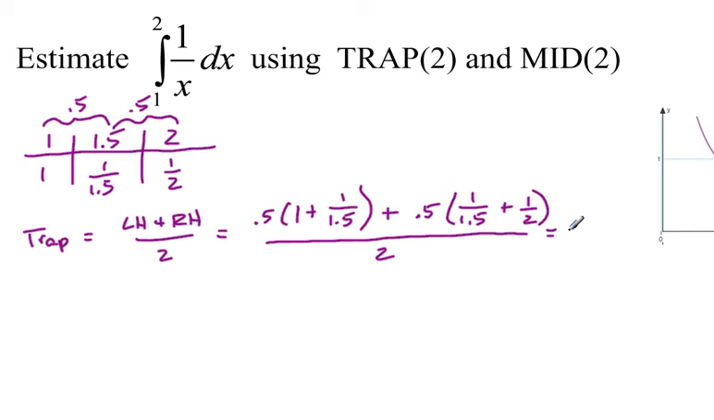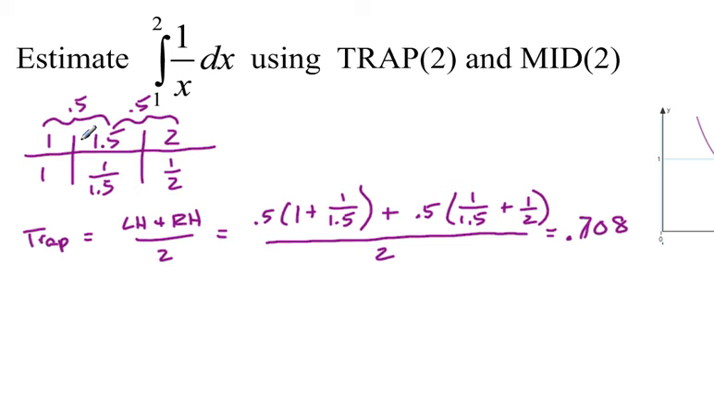And so let me just pull out a calculator here to get these values for us. So 0.5 times (1 plus 1 divided by 1.5) plus 0.5 times (1 divided by 1.5 plus a half), and then we divide that by 2. Okay, so here's our value, 0.708. All right, so we've done trapezoid. Now let's look at midpoint.